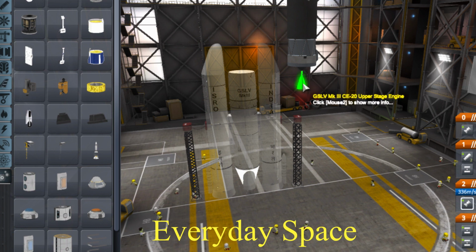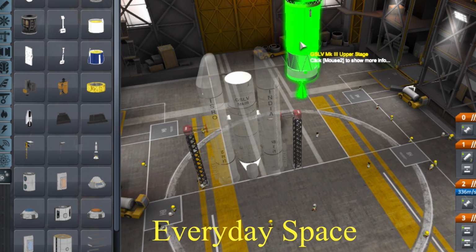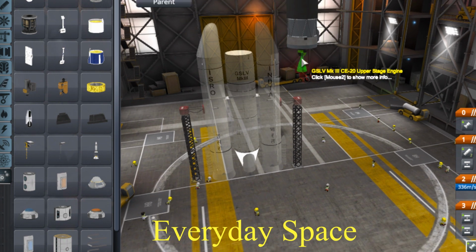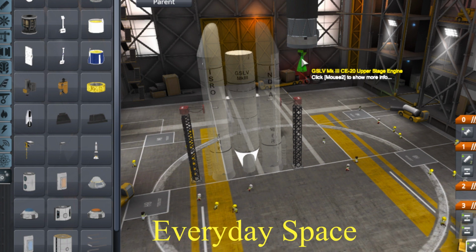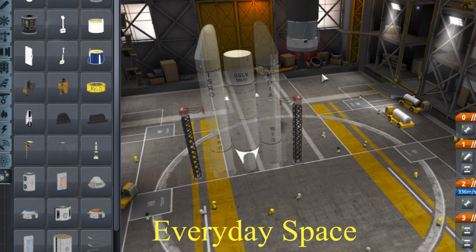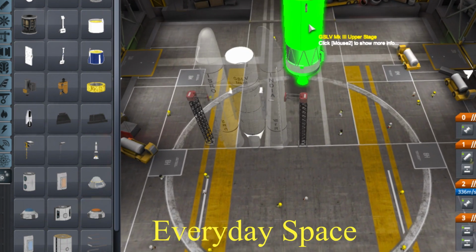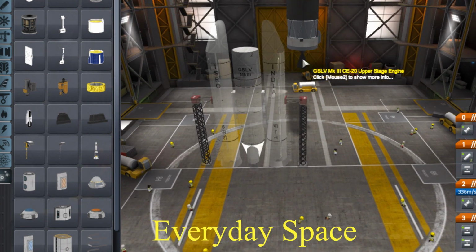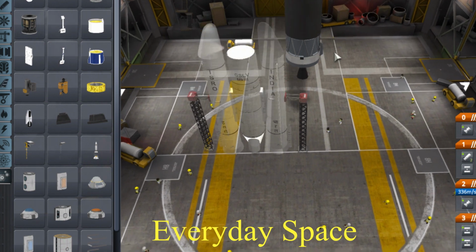Now let's take a look at the second stage or the third stage of the rocket. This is the CE-20 upper stage engine. This is a cryogenic engine and will boost the satellite into its final orbit. This is the liquid fuel tank that will provide the fuel for the CE-20 engine.